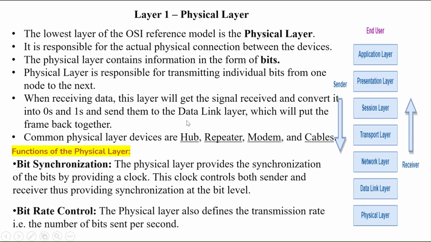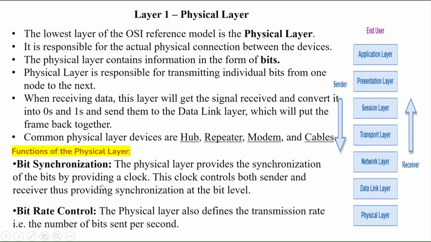It then sends them to the data link layer, which will put the frame back together. Common physical layer devices are hub, repeater, modem, and cables. These are very important in computer networks and are used in the physical layer.